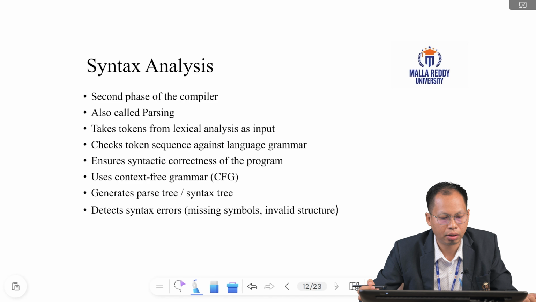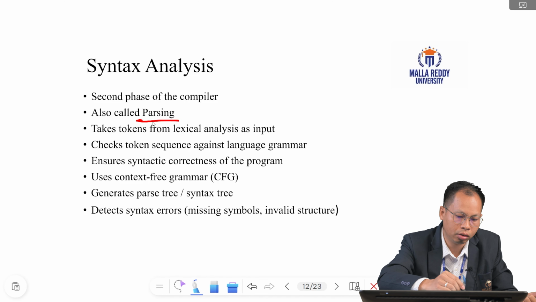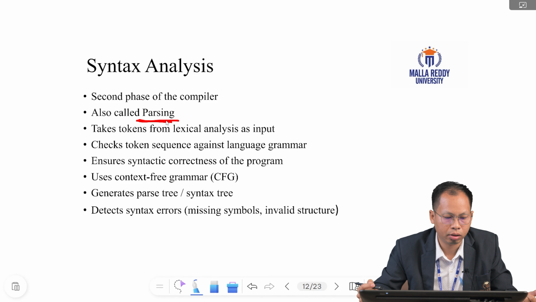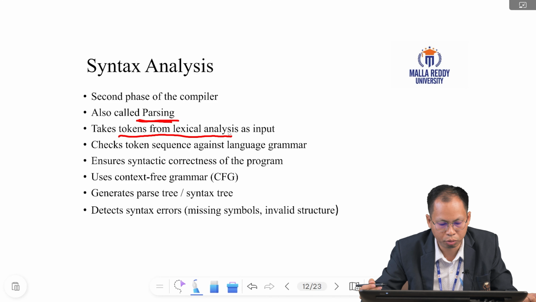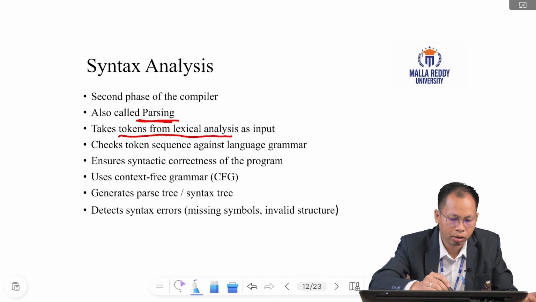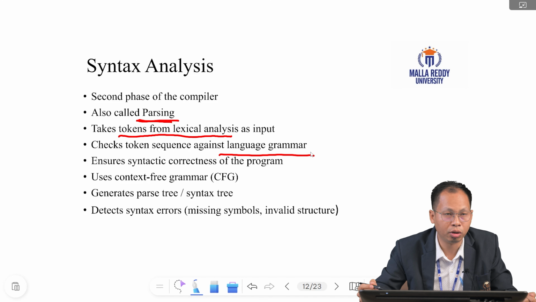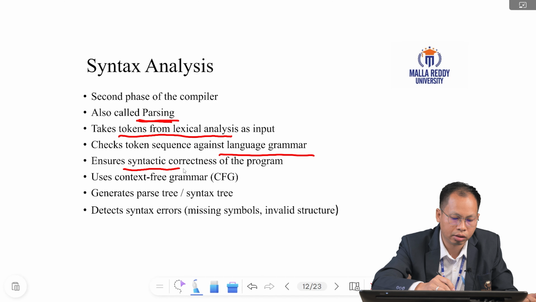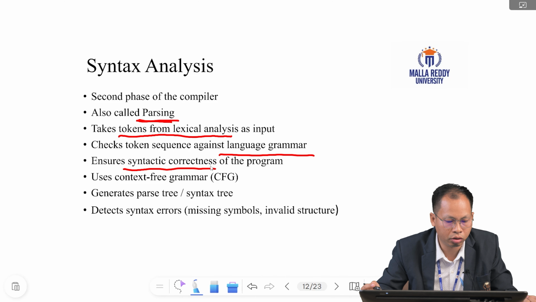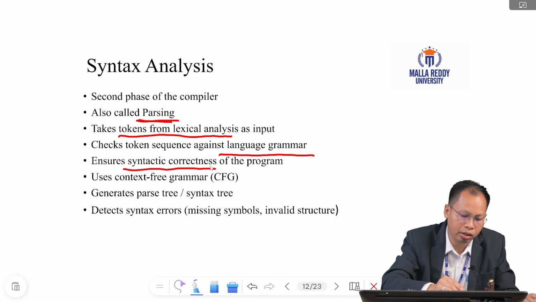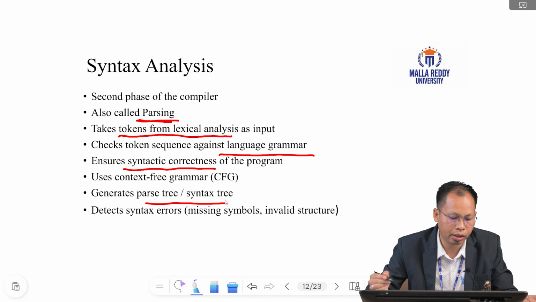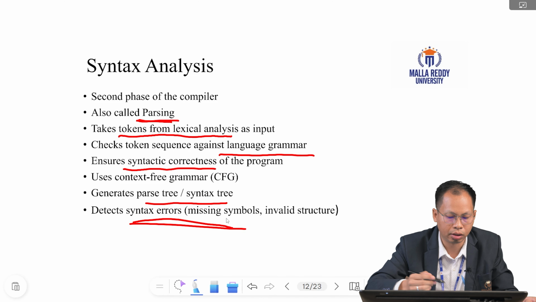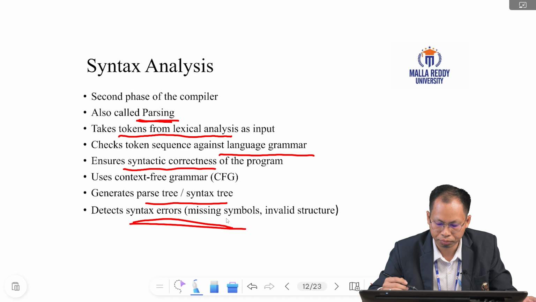The next phase of the compiler is the syntax analysis phase. It is also called parsing or the parser. It will take tokens from the previous phase, that is the lexical analysis phase, as input, and check them against the language grammar. It will ensure that it is syntactically correct. It will use context-free grammar and generate a syntax tree or parse tree. If there is any syntax error, like a missing symbol, it will report it.